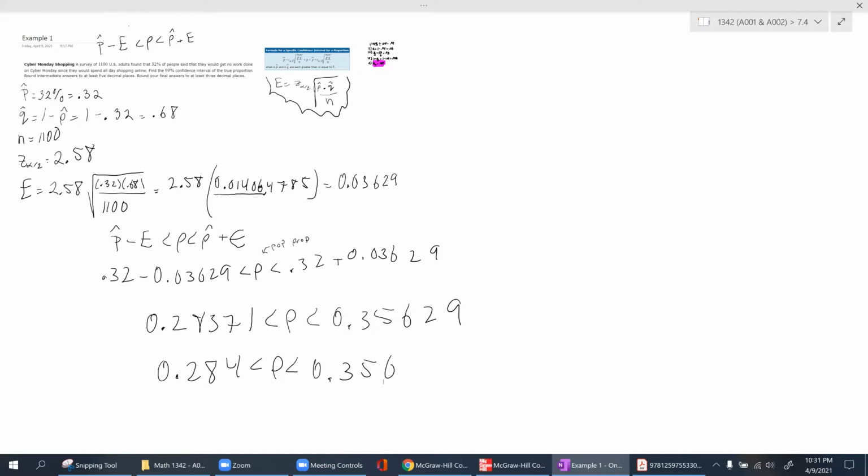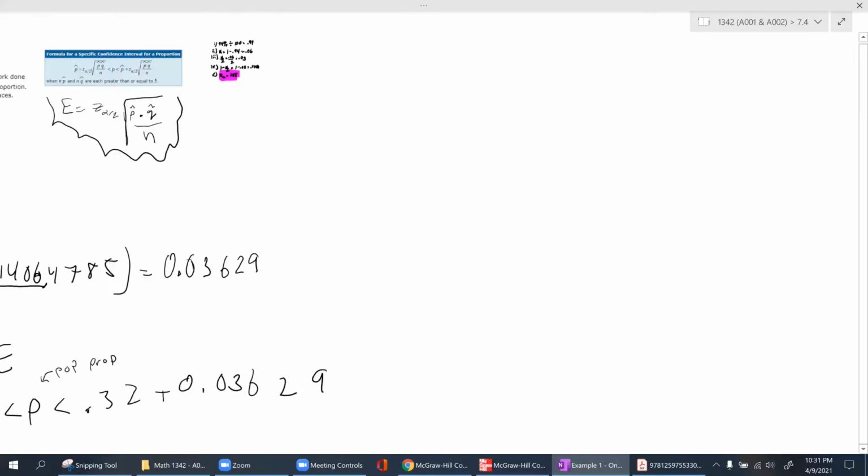So let's take off from my margin of error, since that's the one we're familiar with. It's the one we just looked at, and I want to go ahead and solve.